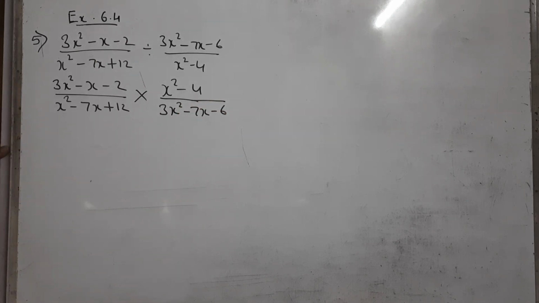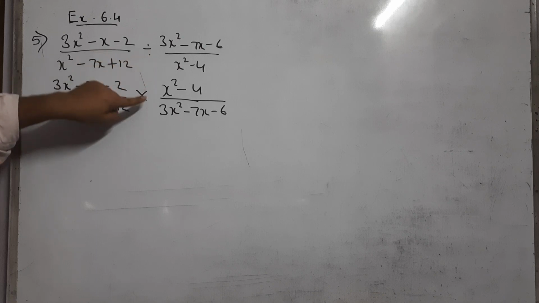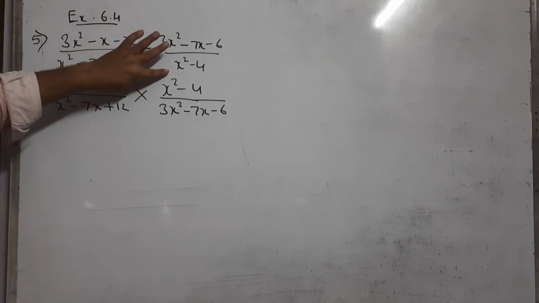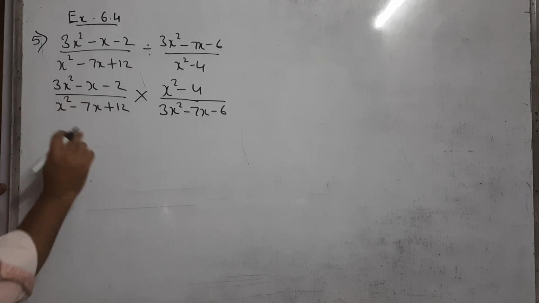I hope you all understood. The division is converted to multiplication. For converting the division to multiplication, we have to take the reciprocal of the second term. The numerator will go in the denominator and the denominator in the numerator. I hope all of you understood this part. Now the remaining solving is factorization.